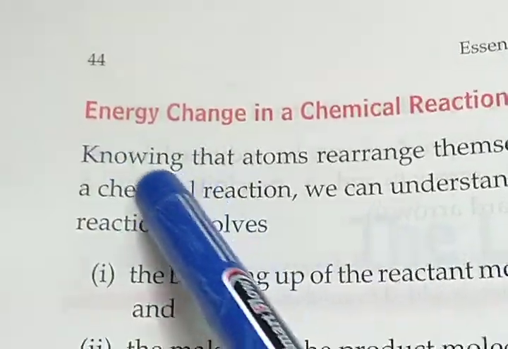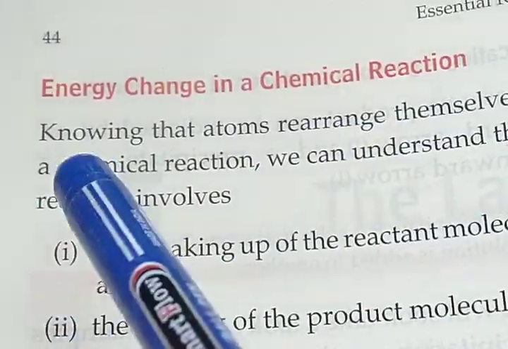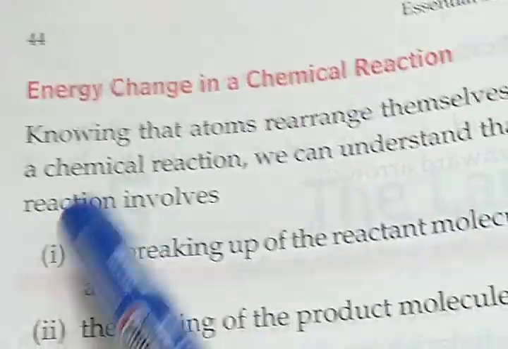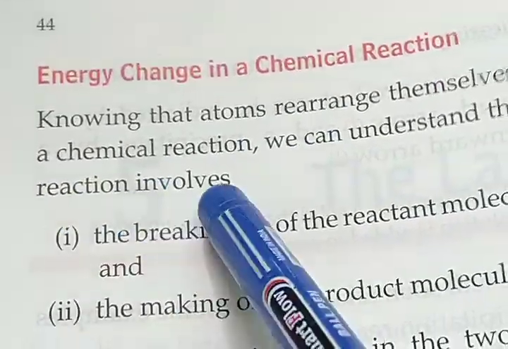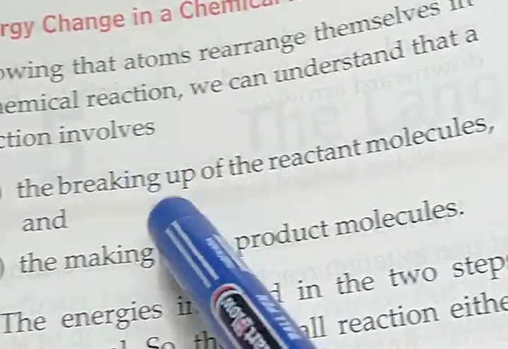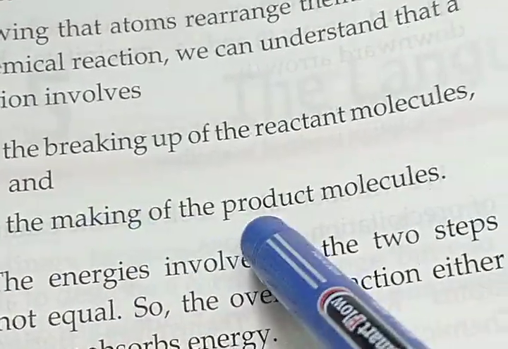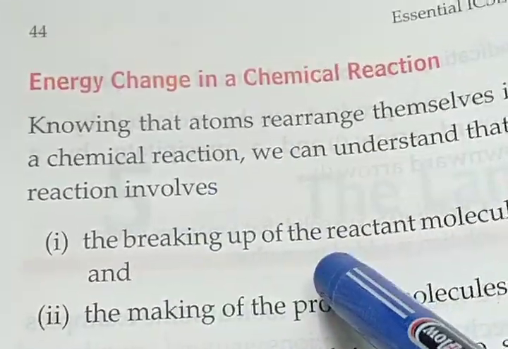Today I will discuss energy change in a chemical reaction. So look at the book. Knowing that atoms rearrange themselves in a chemical reaction, we can understand that a reaction involves the breaking of the reactant molecules and the making of the product molecules. So what is the meaning of that?